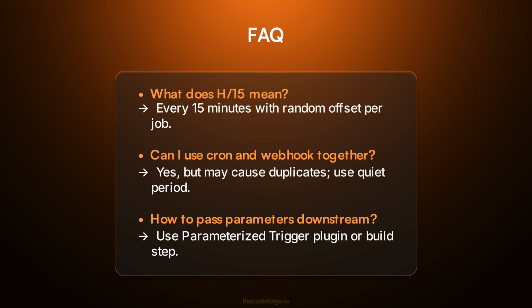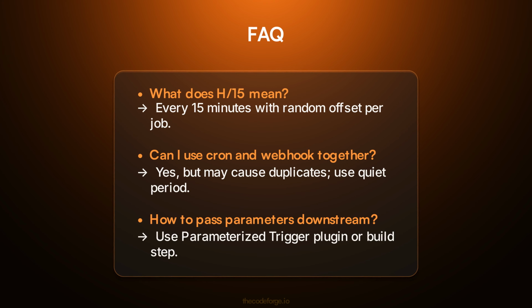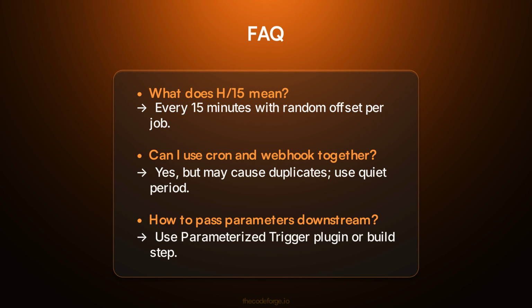And a few frequently asked questions. What does H/15 mean? Every 15 minutes with a random offset per job. Can I use cron and webhook together? Yes, but may cause duplicates. Use a quiet period. How to pass parameters downstream? Use the Parameterized Trigger plugin or the build step.